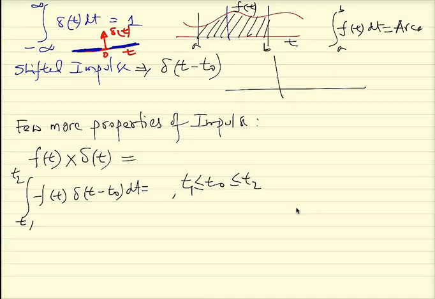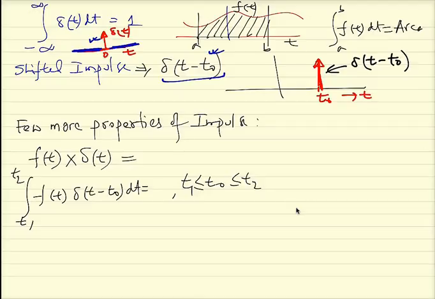Now, this delta t is located at 0, but if you want to shift it to t naught, then you use this notation. In that case, your impulse will be located at t naught. So this is t, and the impulse is shifted to t naught. You now have a shifted impulse, which is delta t minus t naught. It's a shifted impulse, right?